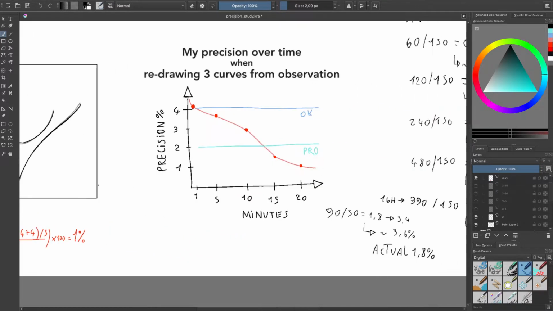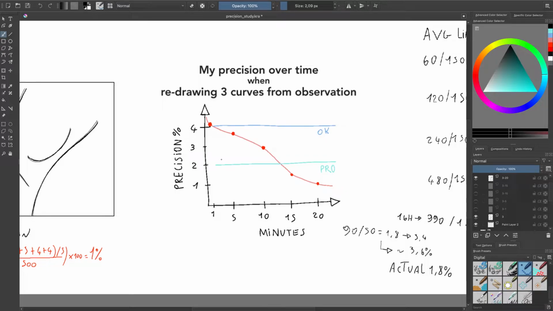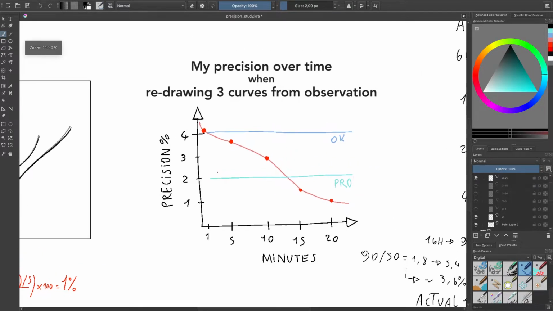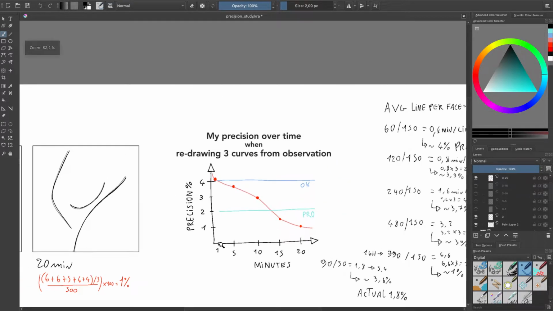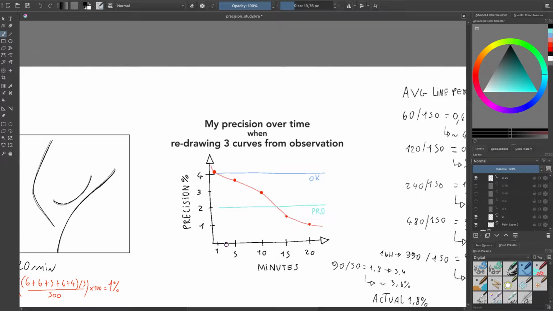In the end, if I make a graph of my progression over time: when I start at 1 minute, I was at 4, then at 5 minutes 3.7, at 10 minutes 3, then at 15 minutes I don't remember, 1.4 something like that, and at 20 minutes 1%.